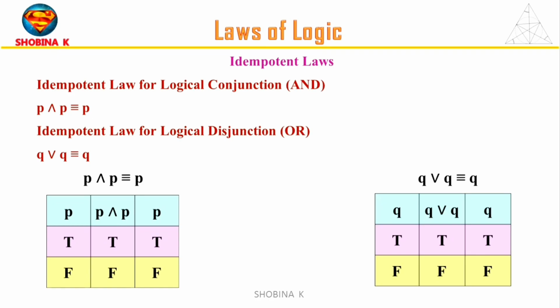Similarly, the idempotent law for logical disjunction states that combining a proposition with itself using the OR operator results in the same proposition. Q or Q is defined as Q. If a proposition Q is true, then Q or Q is true. If Q is false, then Q or Q is false. Like in the case of conjunction, the result of disjunction is unaffected by repeating the same proposition.